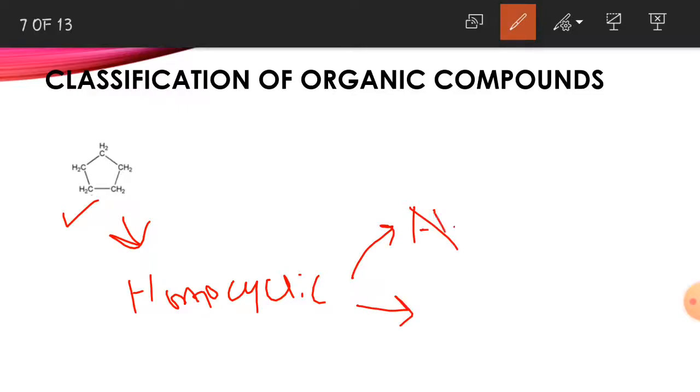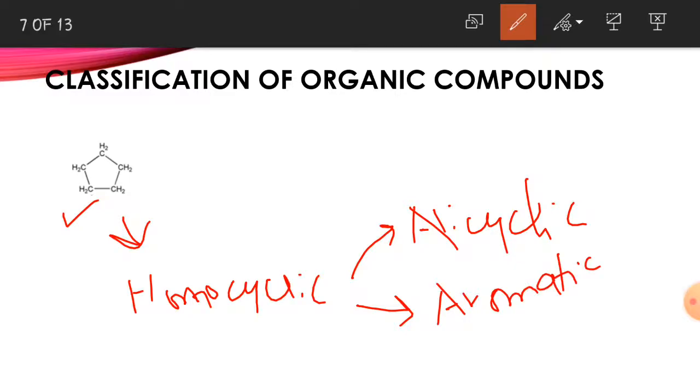Now if you remember, I have further divided the homocyclic group into 2 different categories. What were those? Alicyclic and aromatic. For aromatic, we knew that it should contain at least one benzene ring. Since this structure does not have any benzene ring, this structure is an alicyclic homocyclic organic compound.